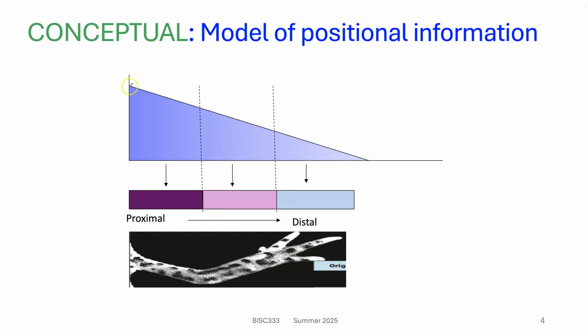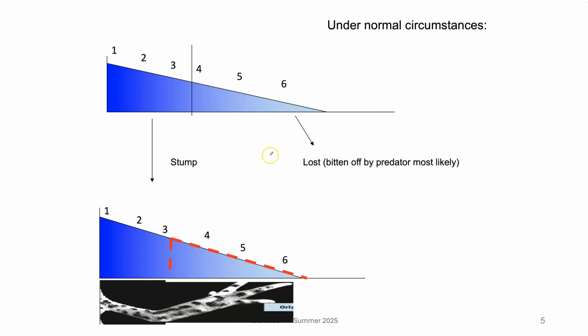And so along the gradient, you have different levels of whatever this molecule is, and at the highest levels, you're getting the most proximal of the limb structures. In the intermediate levels, you're getting a little bit more distal, and then at the lowest levels, or where there's even maybe zero, you're going to get the most distal structure. So that's the framework that we're using to understand the process.